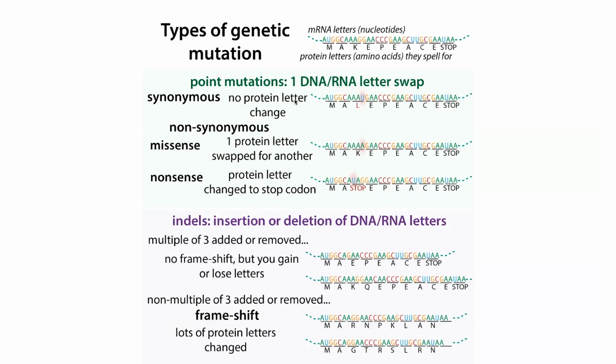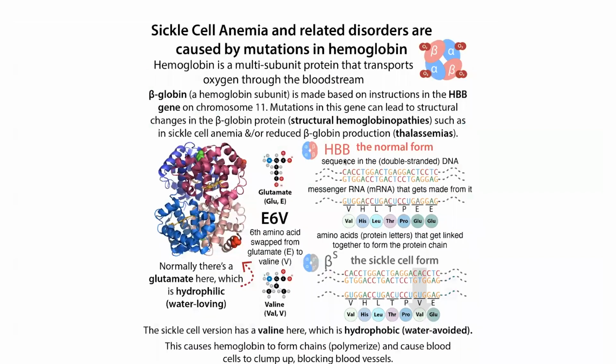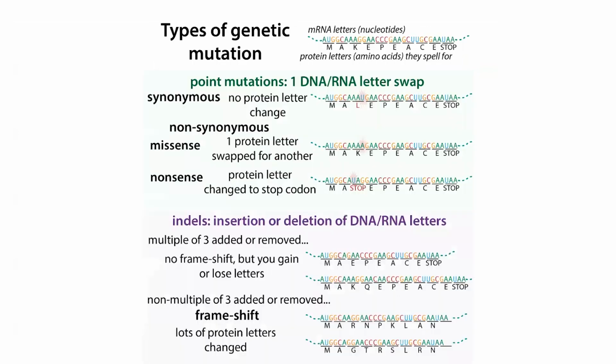In this case it was synonymous, but you can also have non-synonymous, where you can have a missense mutation, where one protein letter is swapped for another. This is the case with sickle cell anemia, where you have one amino acid, a glutamate, which likes hanging out with water, swapped to another amino acid, a valine, which avoids water, and this causes the protein to form long aggregates that can clog up blood vessels. More on that in my sickle cell anemia post.